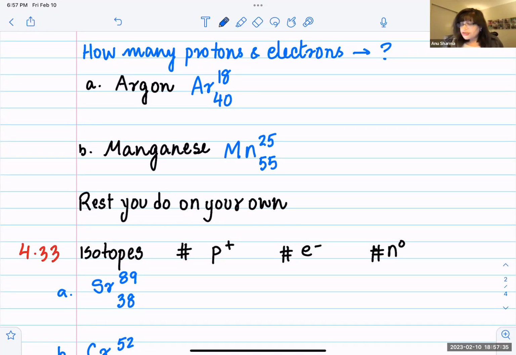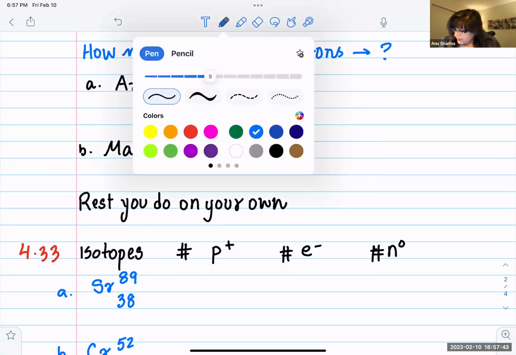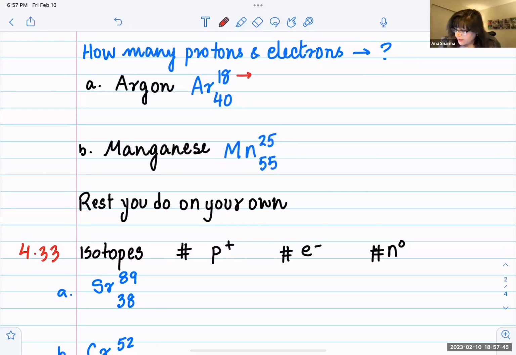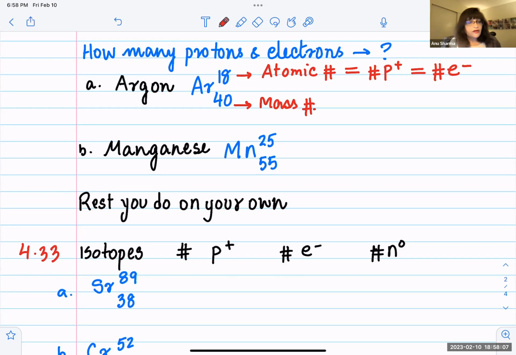Now, here comes the next question, where argon is given to you, and you are being asked to find the number of protons and the electrons. So always remember, the small number is the atomic number. The atomic number corresponds to the number of protons, and this also corresponds to the number of electrons. Okay, this is the mass number, and the mass number is basically the number of protons plus the neutrons.